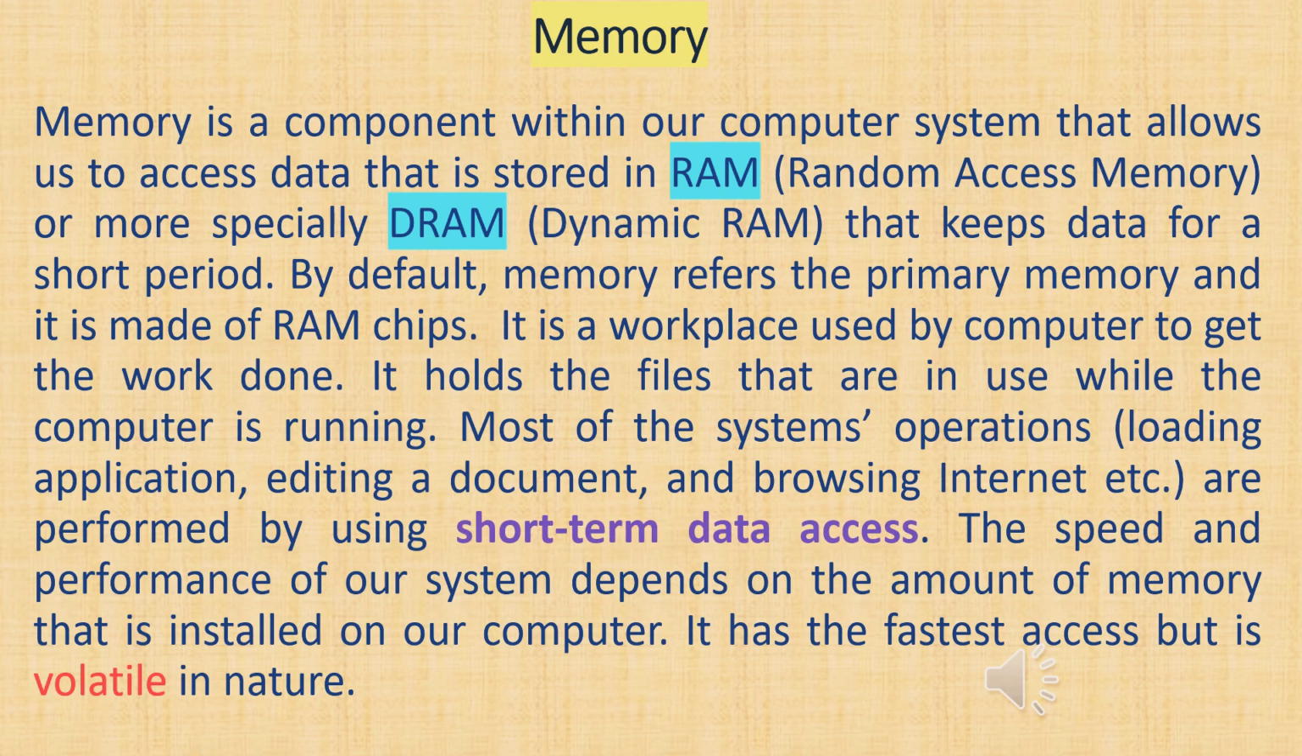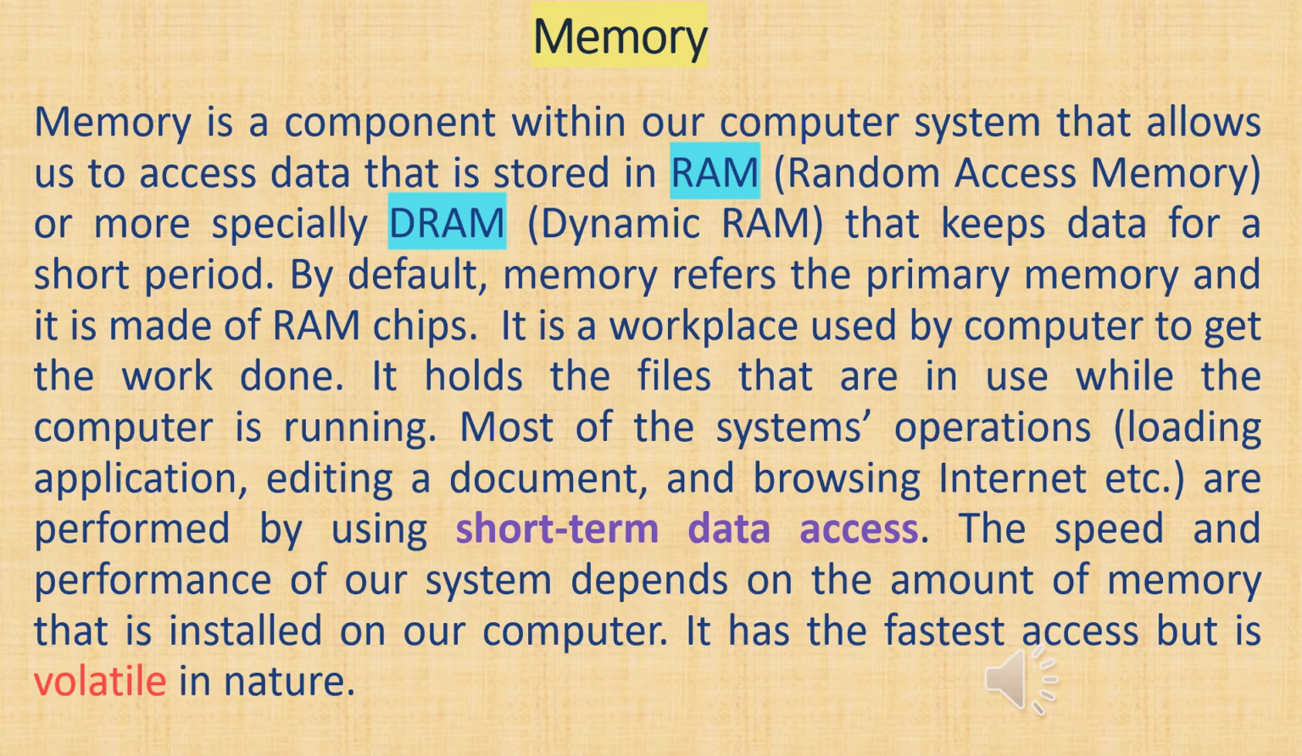By default, memory refers to the primary memory and it is made of RAM chips. It is the workplace used by the computer to get the work done. It holds the files that are in use while the computer is running. Most of the system operations like loading applications, editing a document and browsing the internet are performed by using short-term data access. The speed and performance of our system depends on the amount of memory that is installed on our computer.